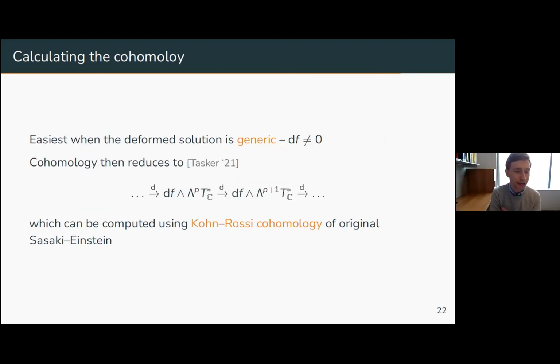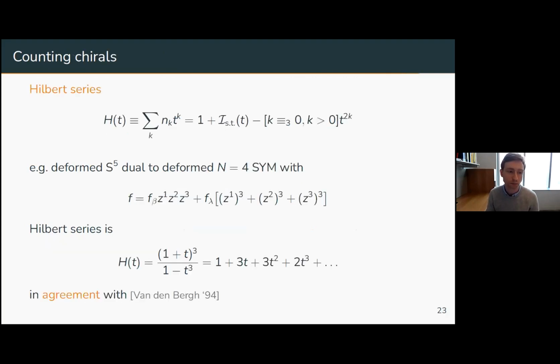So this is easiest to present when the deformed solution is generic in some sense. All this means is that the one form, which is the exterior derivative of the function that parameterizes the deformation, is nowhere vanishing. And this corresponds to the case, for example, where F beta and F lambda in the superpotential are non-vanishing. In this case, the cohomology that counts these chiral fields then reduces to this cohomology here, some Lie algebroid cohomology defined using this non-vanishing one form. And you can actually compute this using something called the Cohen-Macaulay cohomology of the original Sasaki-Einstein space.